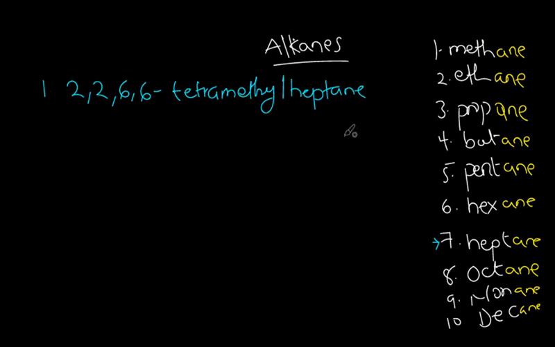Now, the first thing you have to do when you have such a question is look at the parent name. In this example, the parent name is heptane, and we know heptane means what? Carbon 7. So it means we have 7 carbons. So you just write 7 carbons: 1, 2, 3, 4, 5, 6, and 7. So we now have our parent structure laid down.